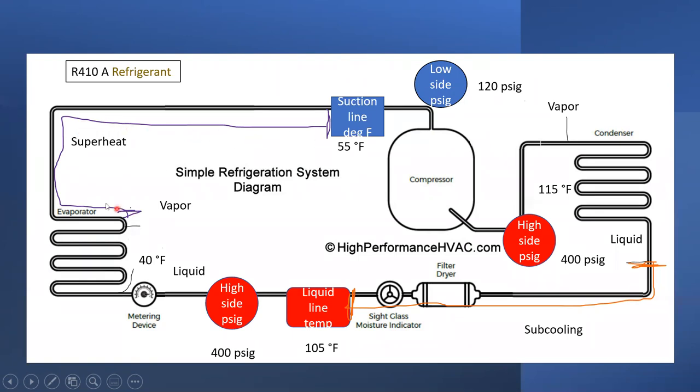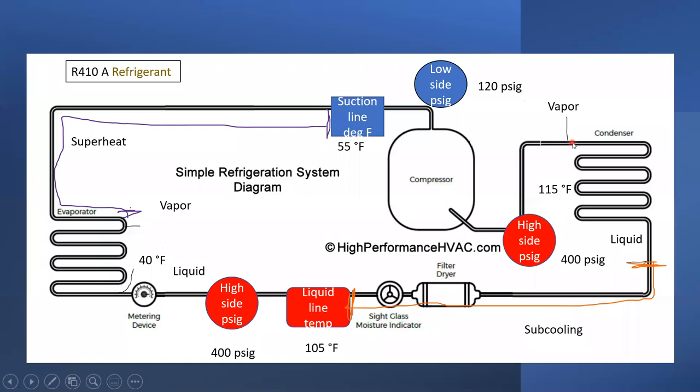So we find superheat on the outlet of the evaporator. Now, because our TXV valve controls the amount of superheat by opening and closing the valve to allow more or less liquid to come in and strive to maintain this constant temperature here, we need to use subcooling. Subcooling is a measurement of the high side gauge, taking this pressure, converting it to a saturation temperature, in this case, R410, at 400 PSIG, would be 115 degrees Fahrenheit.